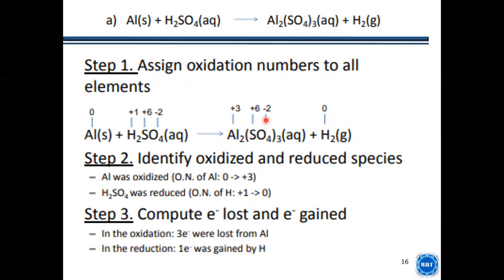So we have assigned the oxidation numbers. In the second step, we tell which species has been oxidized and which has been reduced. Aluminium has been oxidized here because aluminium in free state loses 3 electrons, going from 0 to +3. Sulfuric acid is being reduced because hydrogen goes from +1 to 0, gaining 1 electron. So 3 electrons are lost by the aluminium and 1 electron is gained by the hydrogen.